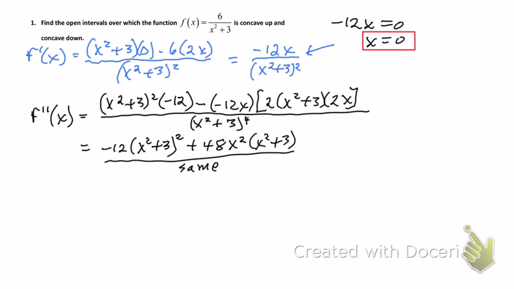So then I looked at that, and I said, well, I've got some things I could pull out. I'm seeing 12 and 48. 48's a multiple of 12. And I'm seeing this x squared plus 3 to the second power and to the first power. So what I did, I'm not saying this is the only way to do it, but what I did was I pulled out a negative 12 times x squared plus 3. And that leaves me this. And how would I check to see if I did it right? I would just multiply this stuff together and see if I got what I started with over there on the left.